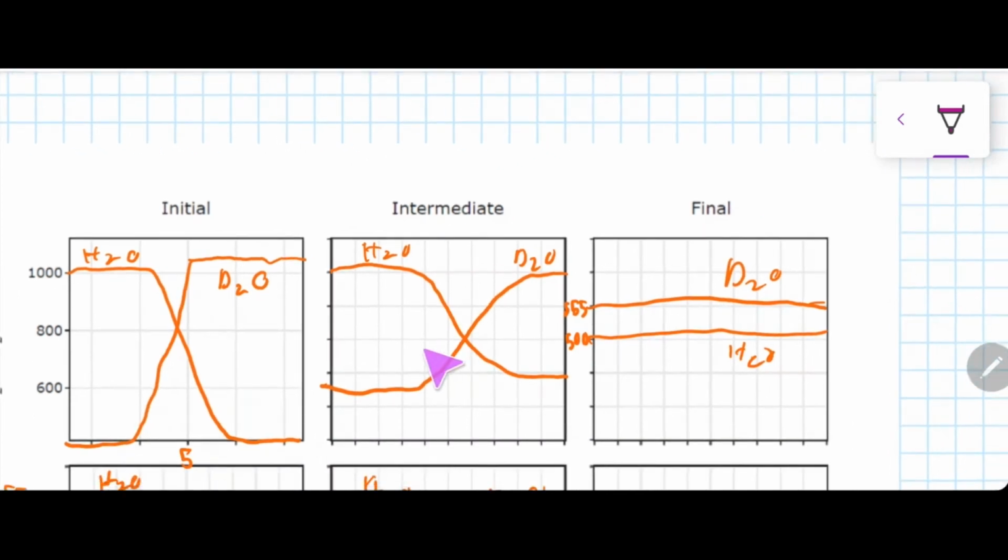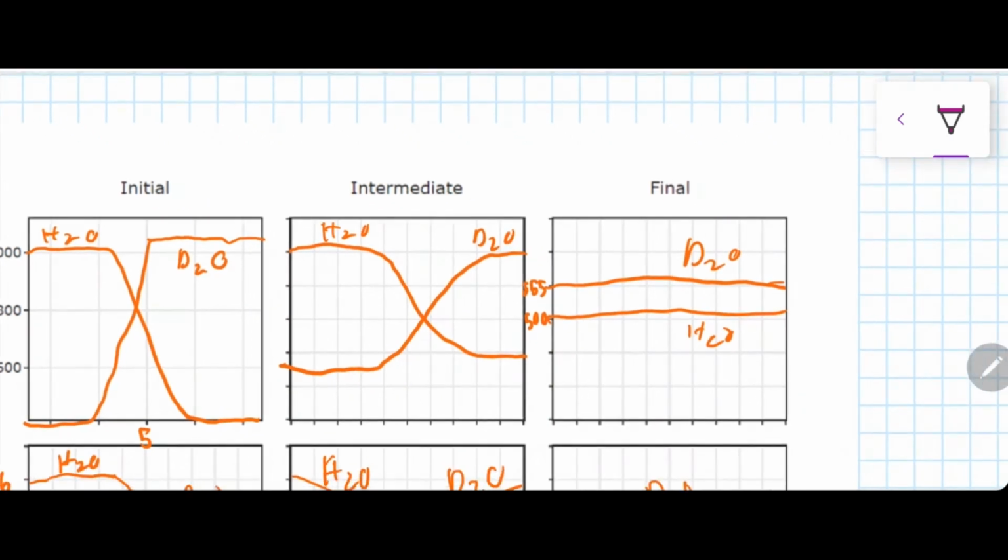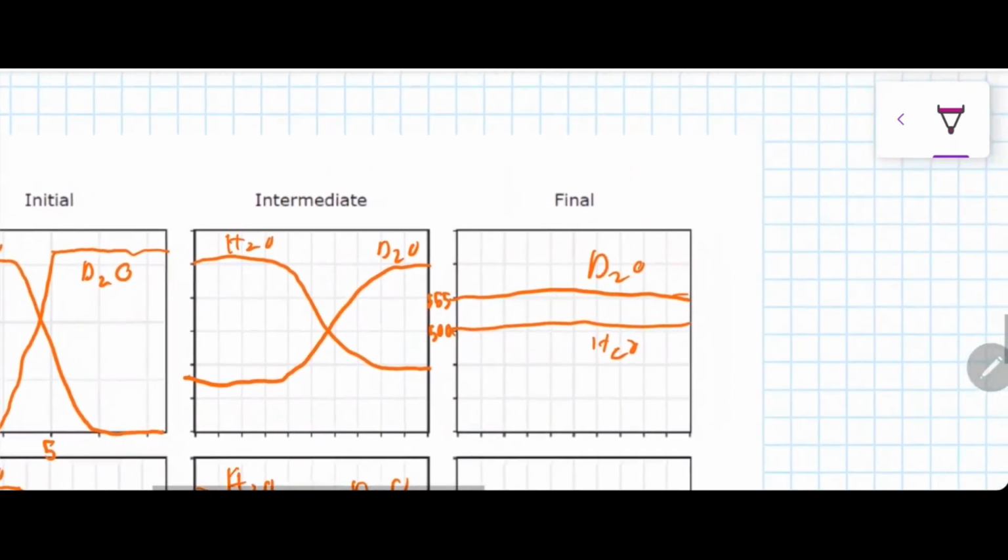And so next, as we start to mix a little bit, we'll see the slope become more gradual. And then also there will be, for H2O, as you go over to the 10 centimeter side, a non-zero amount of water over there. And then same for heavy water. There will be a non-zero amount over at the 0 side. And so eventually that's going to keep going until it settles out.